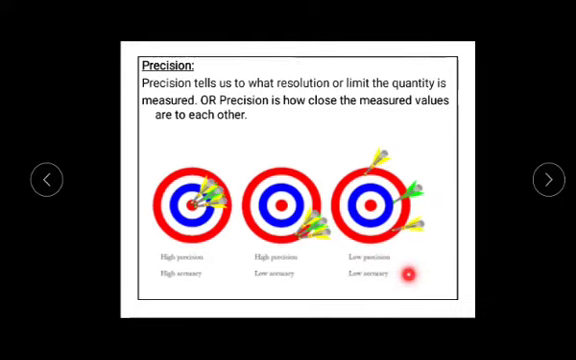I hope you are understanding the difference between precision and accuracy. So here in the second figure, precision is high because arrows are close to each other, but they are not close to, not near to true value. So low accuracy but high precision. In the first figure, all the measured values are close to each other, high precision, and close to the actual value, so high accuracy. Hope you understood the difference between accuracy and precision.